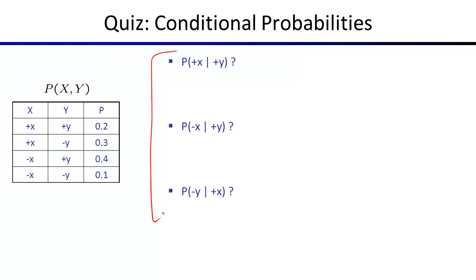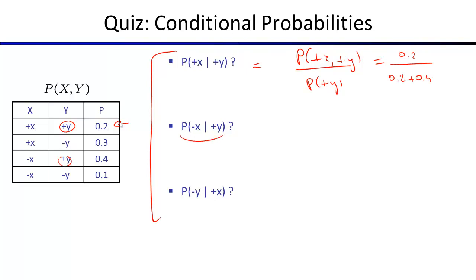All right, let's start with the first one. Plus x given plus y. Our definition has it as plus x comma plus y over plus y. We look up the corresponding entries. 0.2 for plus x plus y, and for plus y, which is over here, 0.2 plus 0.4.